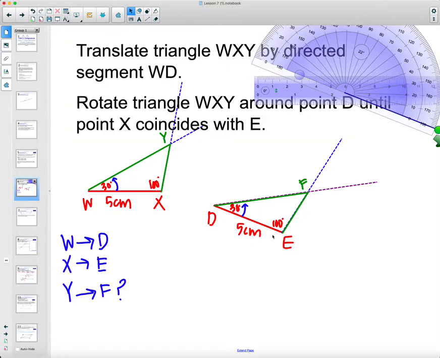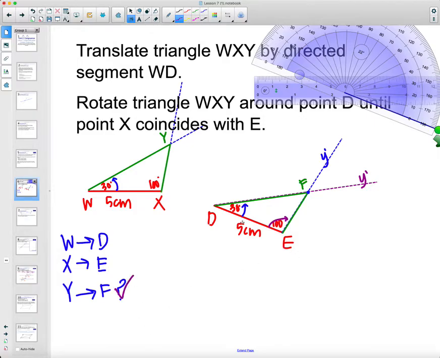And then similarly, since we've got X matched up with E, so we've got a 100-degree angle here, we know that Y will land on this ray as well, okay, on this 100-degree angle. So I know that Y is on this one, and I know that Y is on this one. And there's no way for two lines to intersect at two different points. They can only intersect at one point. So those two, the image of Y, okay, since it's on both of these rays, has to land on F. That's the only spot for it to land.